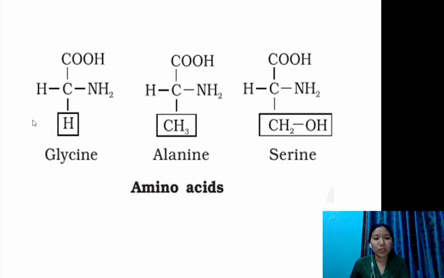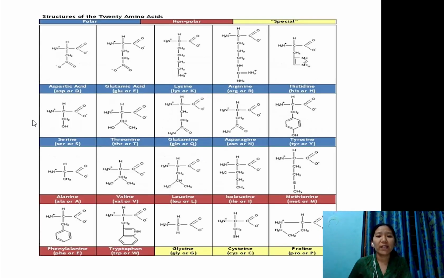As discussed, there are 20 amino acids which take part in protein synthesis. So let us have a look at these 20 amino acids: aspartic acid, glutamic acid, lysine, arginine, histidine, serine, threonine, glutamine, asparagine, tyrosine, alanine, valine, leucine, isoleucine, methionine, phenylalanine, tryptophan, glycine, cysteine, and proline. So these are the 20 different amino acids involved in protein synthesis.